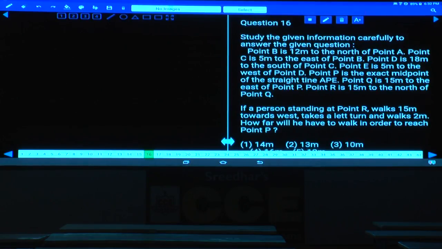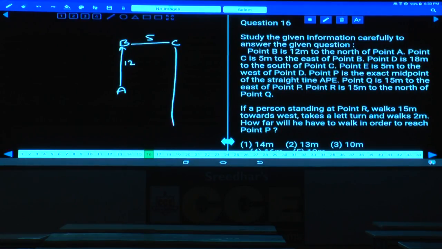B is 12 meters to the north of point A. If you take A at this place, B is 12 meters to the north of point A. C is 5 meters to the east of B. Now this C is 5 meters to the east of B. D is 18 meters to the south of C.